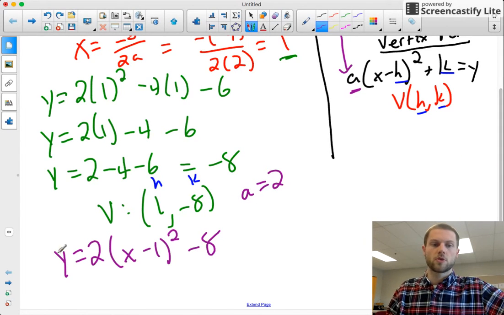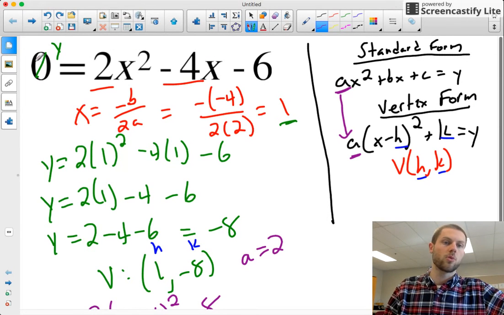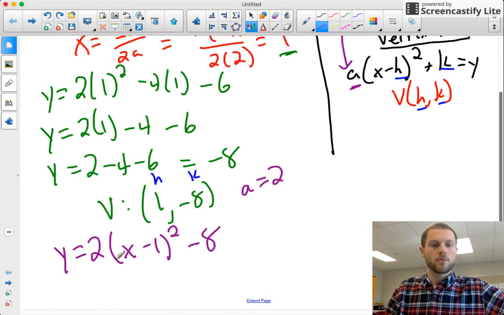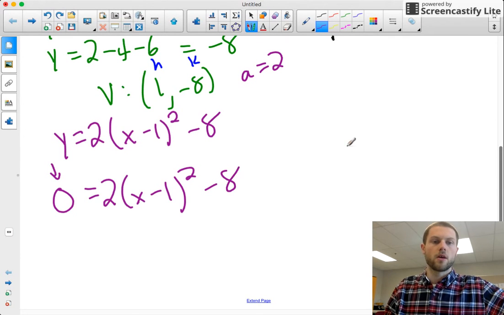The only difference between this and my standard form equation is that now I need to go back to 0 equals. I want to know when this graph crosses the x-axis, or when y equals 0. So I can do the same thing here by setting this equation equal to 0. And this looks like something I could solve using square roots. So hopefully that helps.